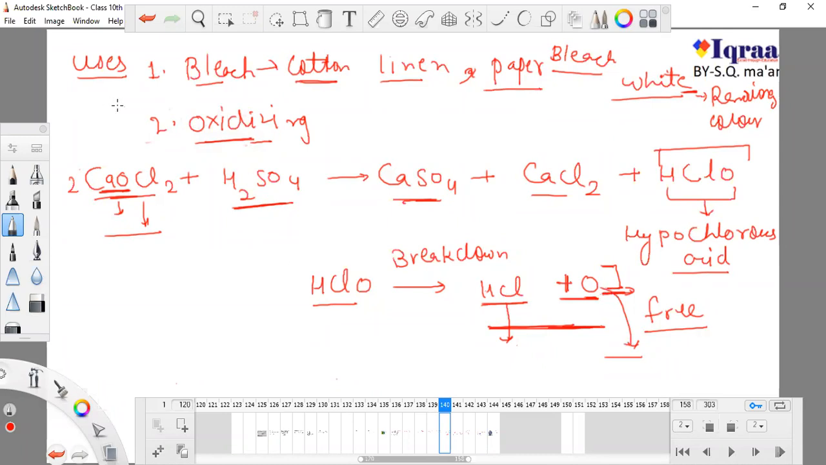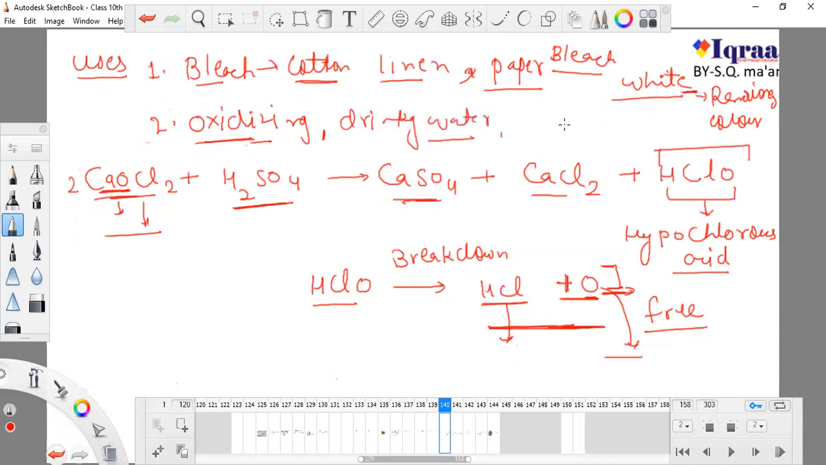So there are so many uses. The first use of this is to bleach, to remove color, or to whiten paper, wood pulp, or clothes. Second, it can be used for oxidizing so many types of places, like swimming pools and drinking water.